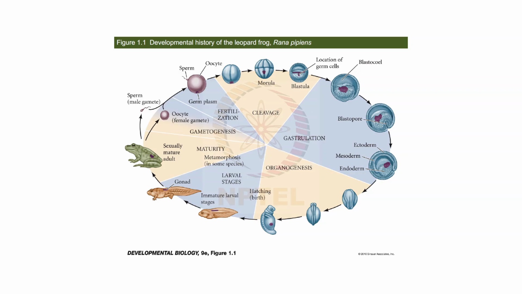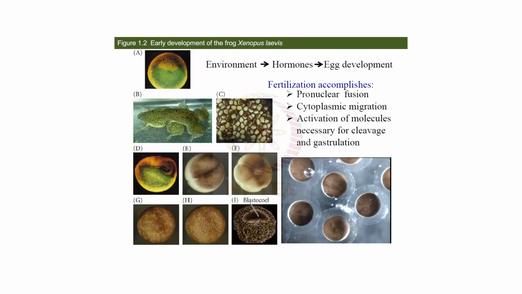This happens in all organisms. It is the period of your life from the day the gametes are released till the day you become a sexually mature adult, and that whole period is called the life cycle of that organism. So obviously, the early development of the frog, they have shown these things.